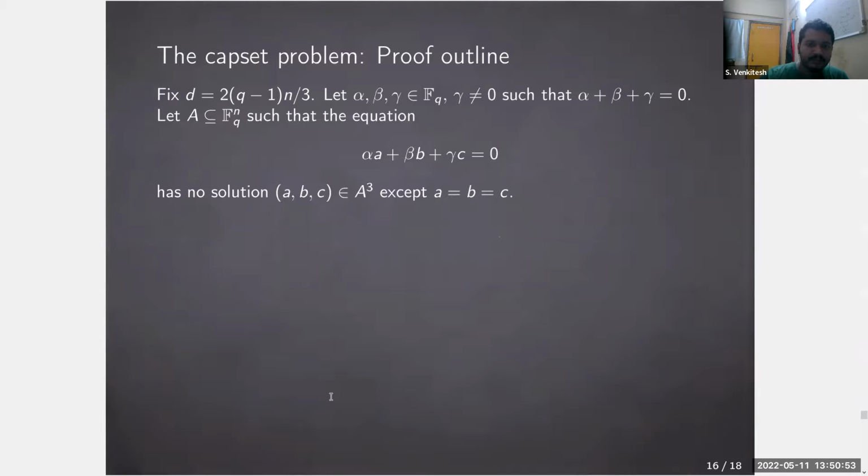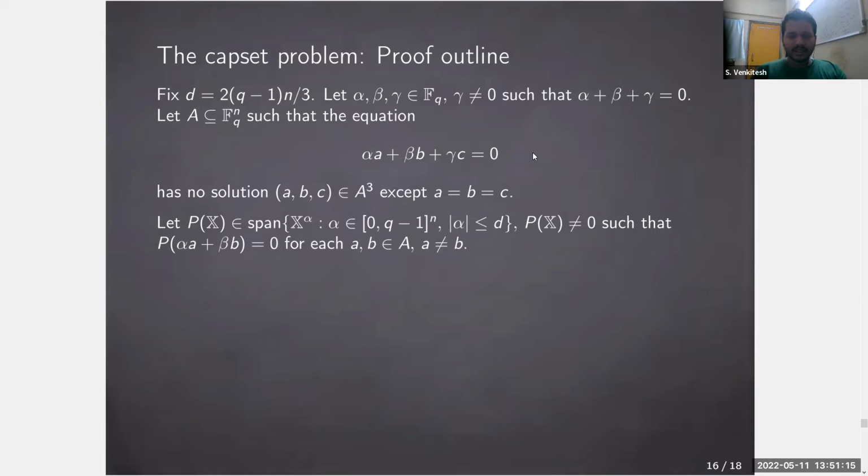All right. So once again, a quick proof outline just to show you how this method is different from the rest. All the parameters are as given. D is fixed to be 2 times q minus 1 times n by 3. Alpha, beta, gamma are as given. And we have a capset A, an alpha, beta, gamma capset.